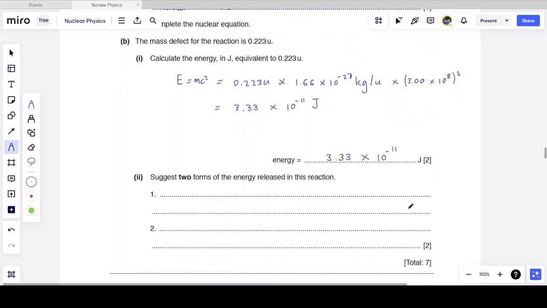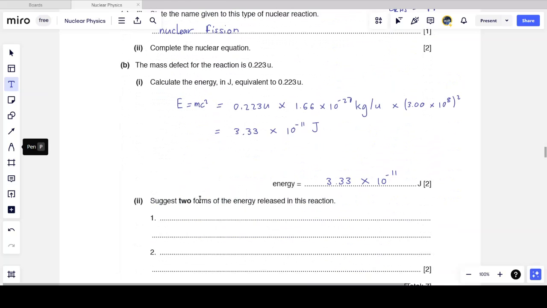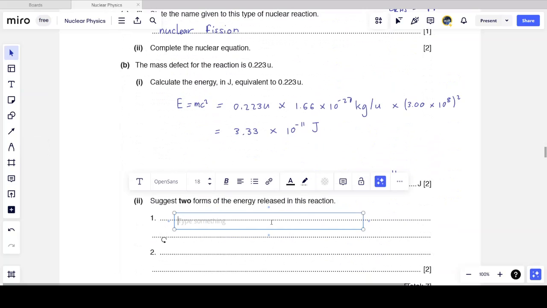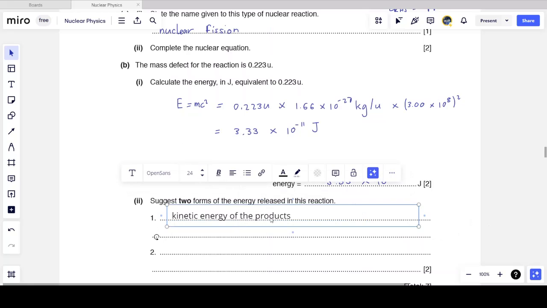Now, we are told to suggest 2 forms of the energy that is released in this reaction. Now, there are a few forms of energy, and 2 of them are as follows. So the first form that this energy is released in is the kinetic energy of the products. Remember, beta particles travel at 99% the speed of light, and so they get a significant amount of kinetic energy from this reaction. And so the first form of the released energy would be kinetic energy of the products.